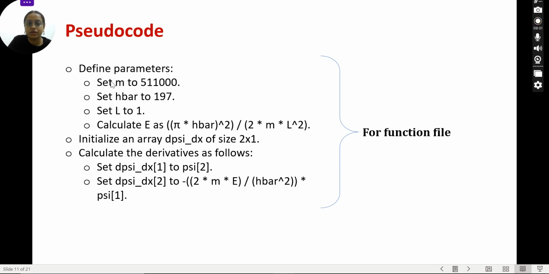We know that the mass of an electron is 511,000 electron volt by c square, and h cross is in the unit of hc, and then L is 1, which represents 1 angstrom, and then we will define the energy E, which is pi h bar equal to 2 m L square. We will define these two differential equations.